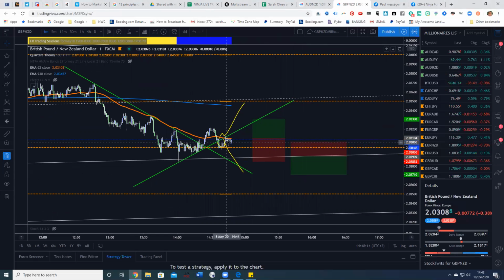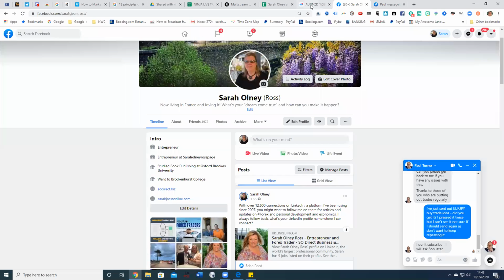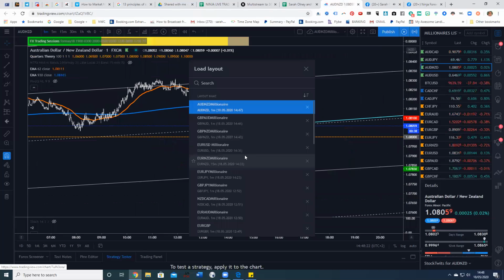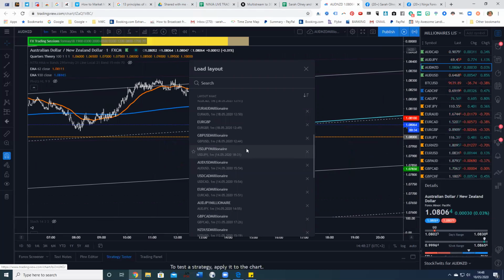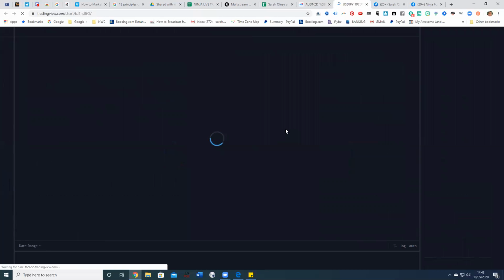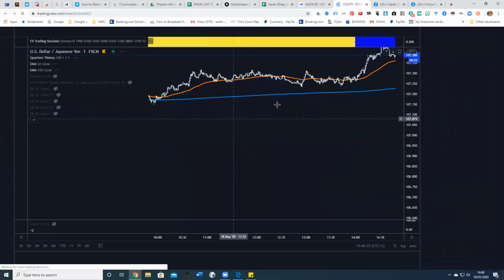GN. So GN is just chilling out at the moment. And right, so the last, what can we look at? US JPY, Japanese yen, US dollar.